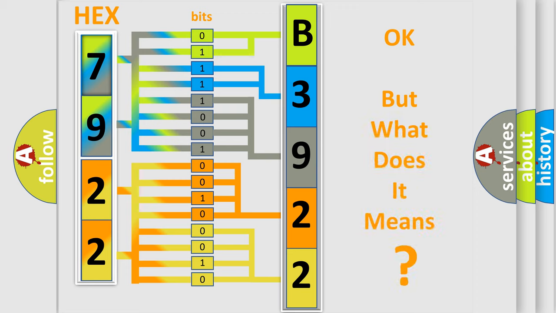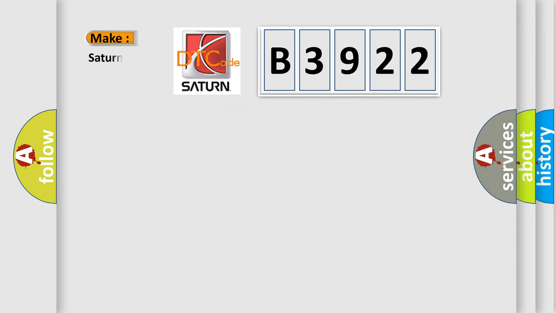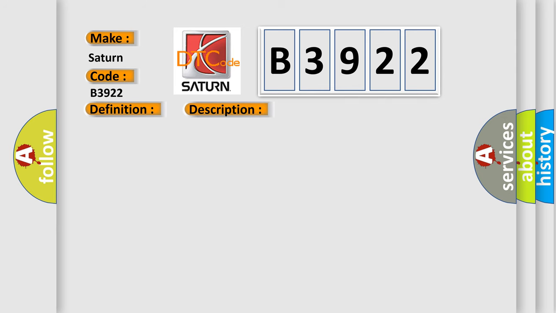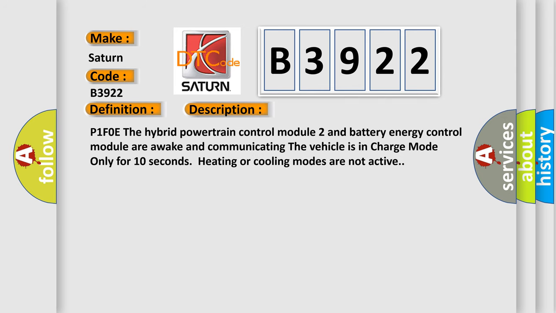The number itself does not make sense to us if we cannot assign information to what it actually expresses. So, what does the Diagnostic Trouble Code B3922 specifically mean for Saturn vehicles? The basic definition is: battery charging voltage system isolation lost. And now this is a short description of this DTC code.